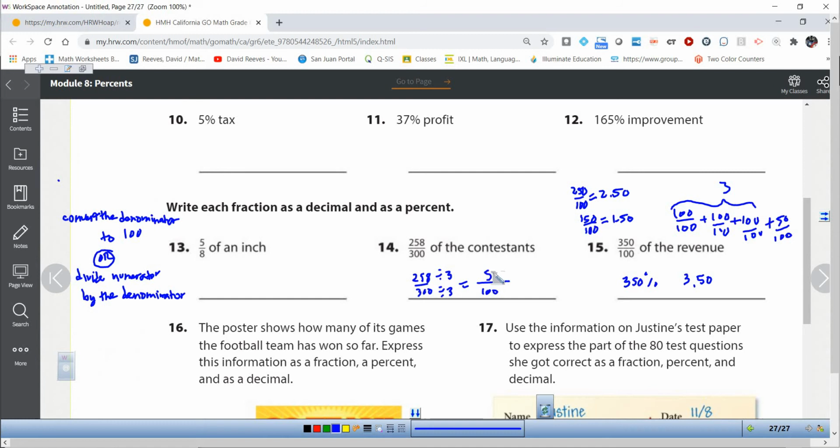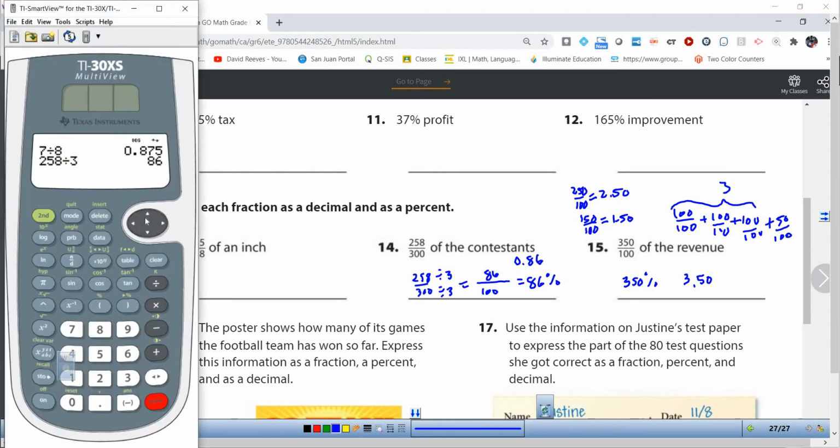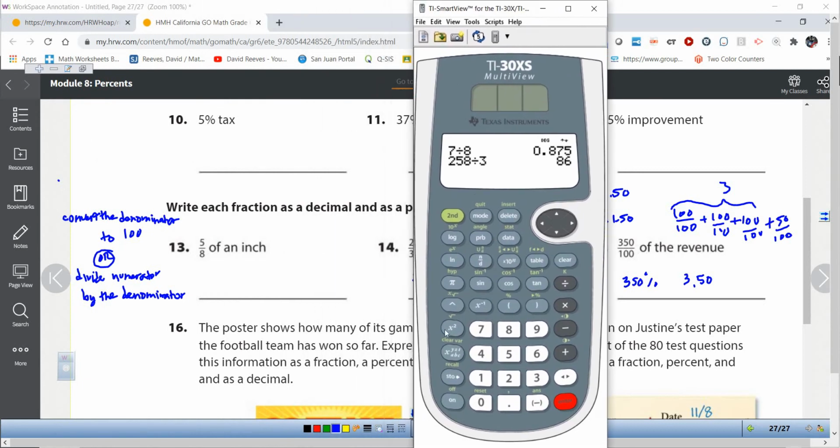All right, so I took that denominator and I converted it to 100 by dividing by 3. So what's that going to be? That's going to be 86%, right? Or 0.86. All right? And then finally here, this one, 8 does not go evenly into 100. So the method you can do, if you're not going to make that denominator into 100, you can simply divide the numerator by the denominator.